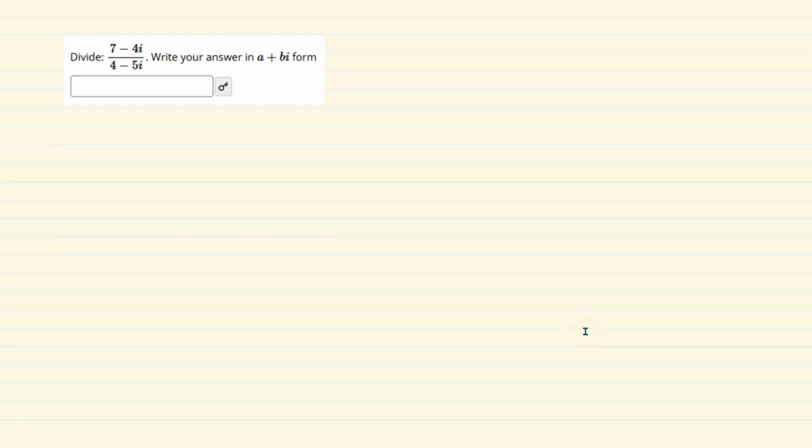All right, we're trying to divide the two following imaginary numbers. And in order to do that, we want to write your answer in the form a plus bi. So essentially, when you divide two imaginary numbers, it should eventually give you a single imaginary number. And the way to work with this is to focus on the denominator.